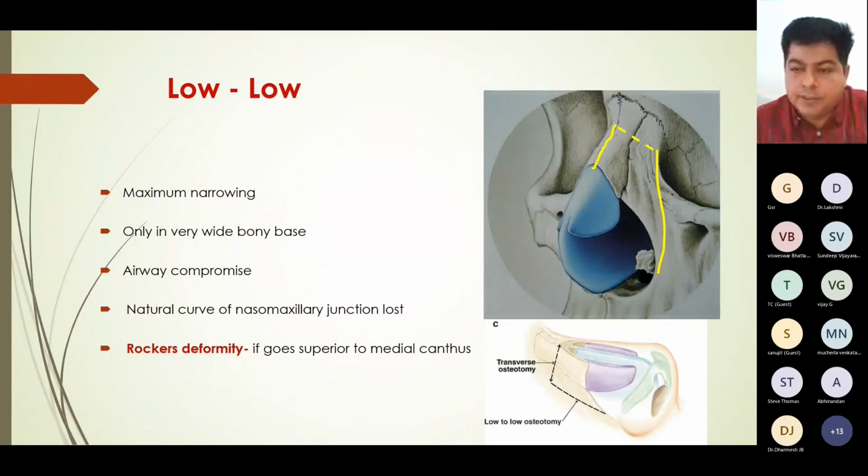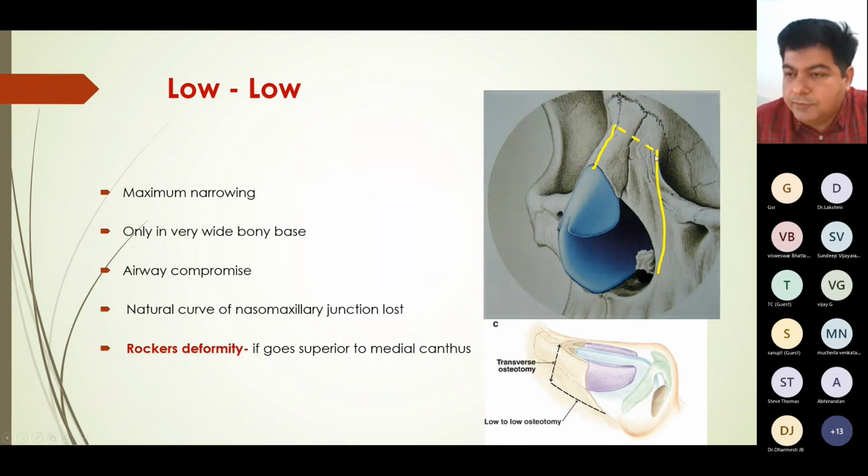But the significant problem with the low osteotomy in the lower part is it will lead to airway compromise, and usually we don't want that. Another thing is usually this is concave, so this natural curve of the nasomaxillary junction is lost in case you do low to low osteotomy, but they can be indicated in some cases. Another side effect could be that this could lead to Rocker's deformity.